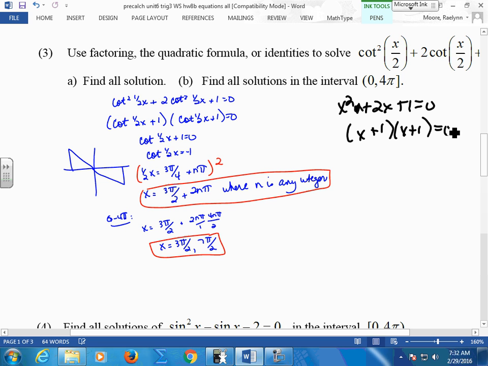Then throw in your cotangent 1/2 x. You only have one of these, so you only have to solve this once. Just solve it once. Once you get the 1/2 x out there, solve it for a regular angle. Where is cotangent negative? Cotangent's negative in 2 and 4. What reference angle is this? 45, right? So this is 3 pi over 4. And since it's 180 degrees apart, plus n pi.